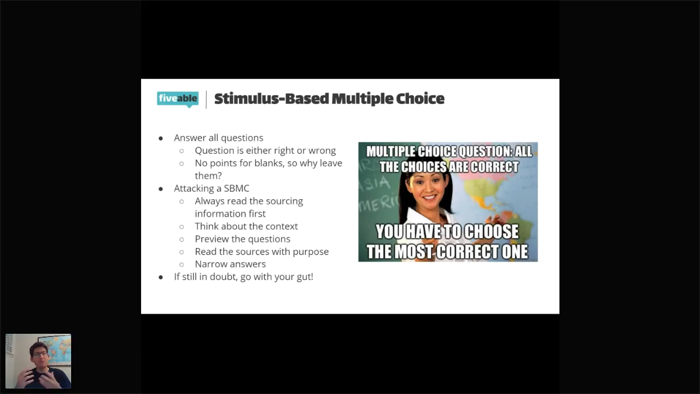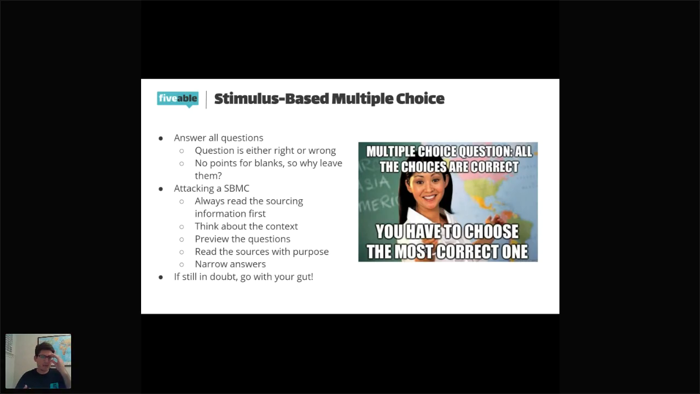So if you can read the question, you can read with purpose. I can't count how many world history multiple choice questions can be answered without reading the entire source. And some, obviously, you will have to. That is for sure. Some of them you can speed things up by reading with purpose.